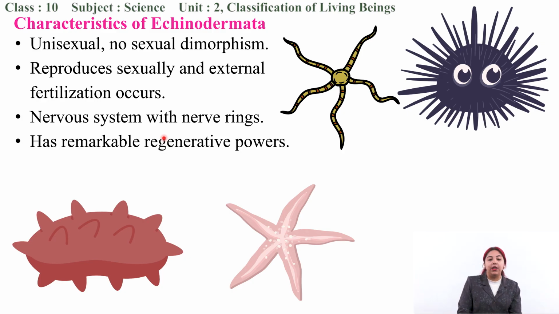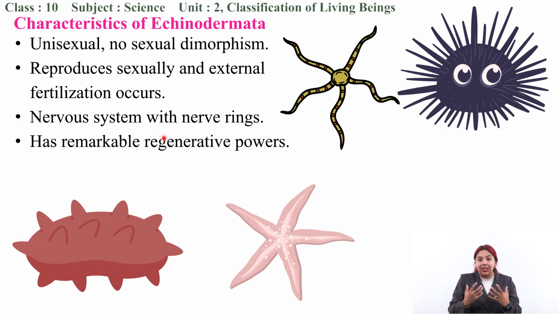Now they have remarkable regenerative powers. If any echinoderm is threatened, what they do is they cut off a body part and run away. That is also called autotomy. So they cut off their part. Now the part can regenerate again and replace the part that had been lost. Not only that, they also have other regenerative powers as well.